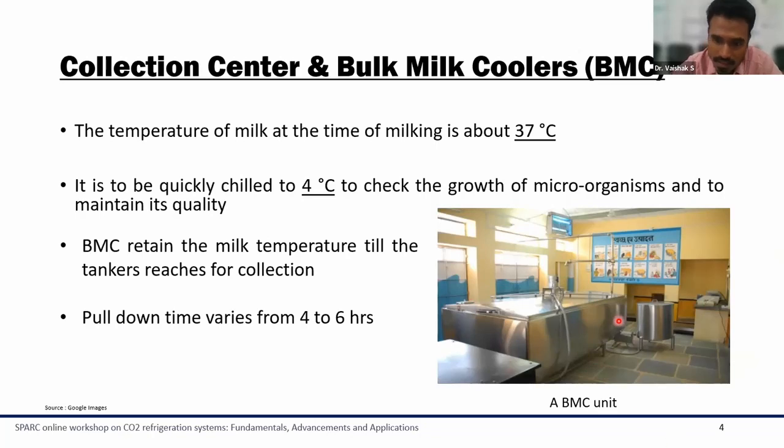Okay, so this is the bulk milk chiller, and this is the pouring tank. We pour the milk into this pouring tank, and using a pump which is located at the bottom, it is pumped into the chiller unit where it is cooled. This same pump is used to pump this milk to the collection tankers also, through which it will be transported to the processing plant. Generally, the pull down time of these chillers varies from 4 to 6 hours, and it depends upon the capacity of that chiller unit.